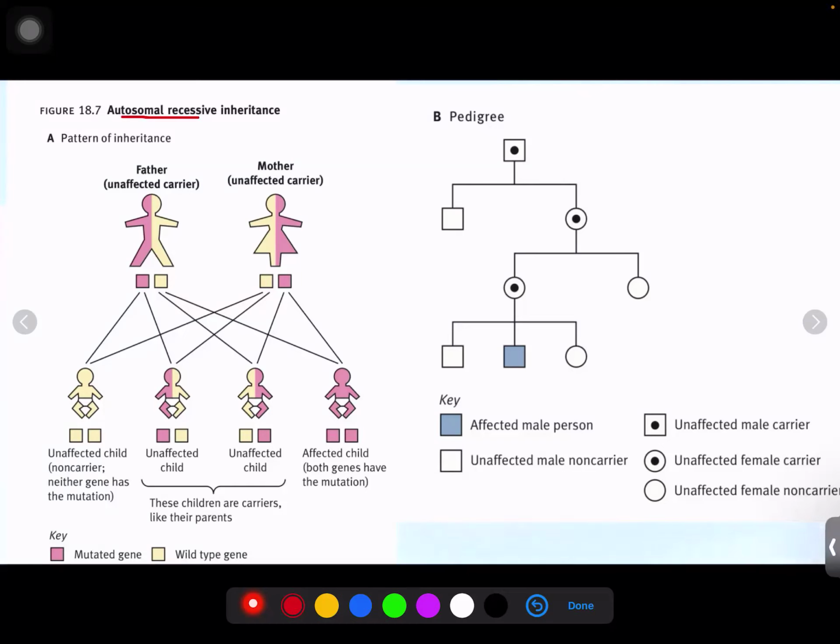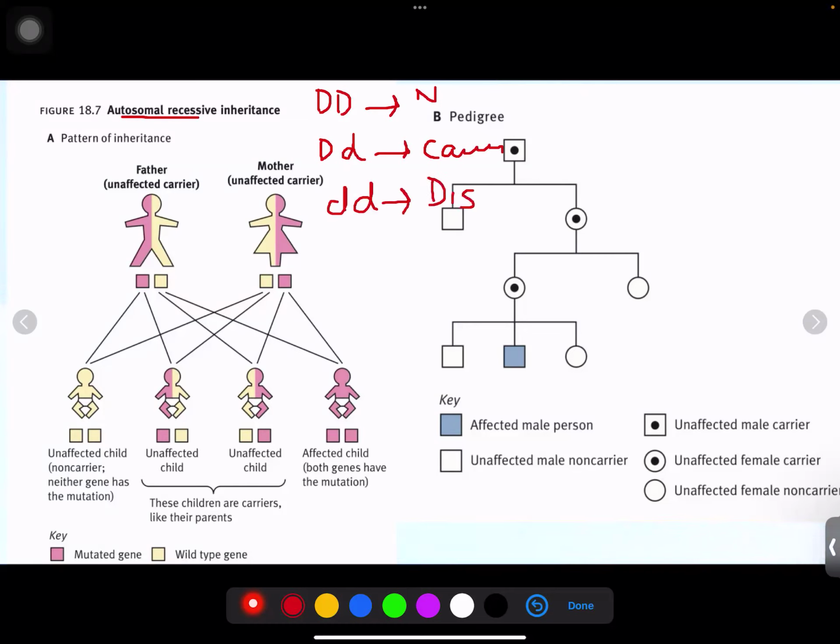Okay, what happens here? I told you there are three possibilities. This person is normal. If there is one recessive gene, it is a carrier. See, if both genes are recessive, then this will be diseased. Now you have to write these three things first, then solve the question.